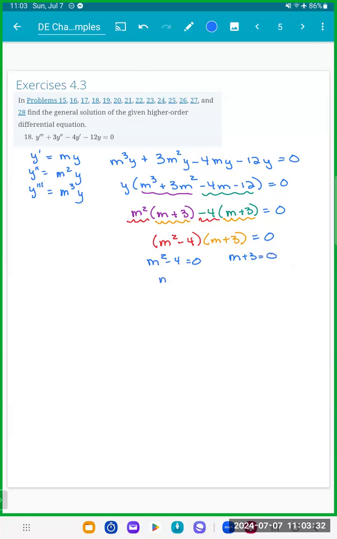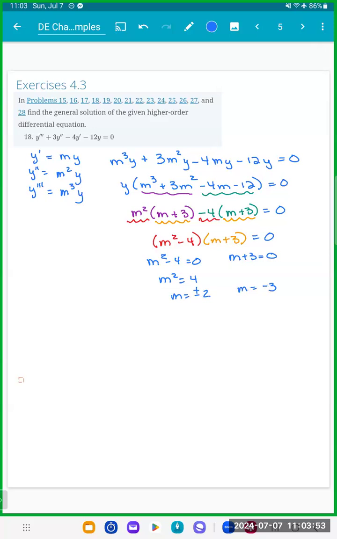So when I solve that, I end up with m squared equals 4. So m equals plus or minus 2, because remember, when you take the square root of anything, it is the positive and the negative, right? Because negative 2 squared is 4, positive 2 squared is also 4. And so we have m equals negative 3 for this side, okay?